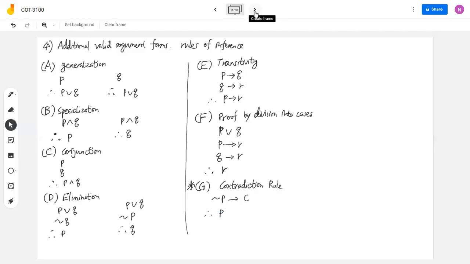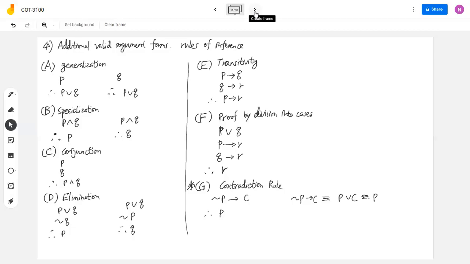Let me give you a quick proof of why we have this. Not P implies C, what does this mean? Remember, it's logically equivalent to P or C. And by a law whose name I forgot, whenever you have a proposition combined with an always-false value, the result is the proposition itself. And therefore we can see that the assumption that not P implies C is logically equivalent to P.